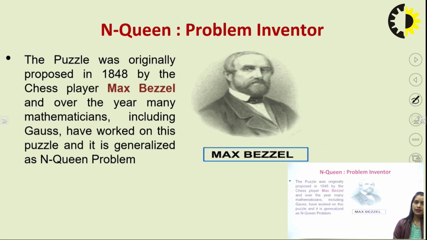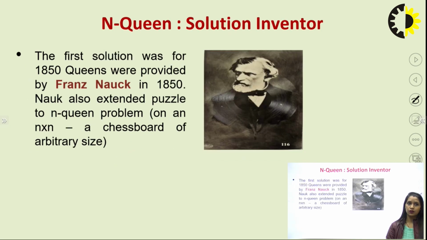So who is the inventor of this problem? Basically Max Bezzel. The puzzle was originally proposed in 1848 by the chess player Max Bezzel. He was a very good chess player, and he invented this problem. Over the years many mathematicians, Gauss included, have worked on this puzzle, and it is generalized as the N-Queen problem.